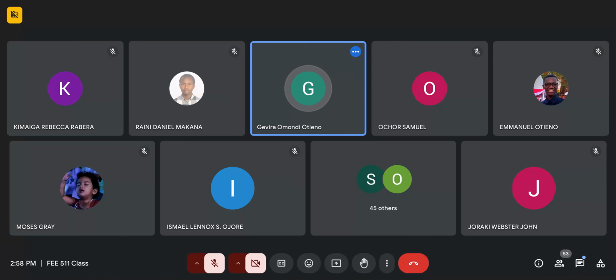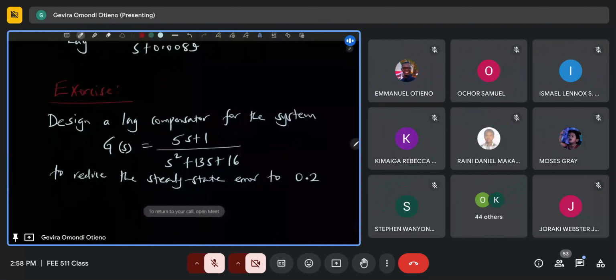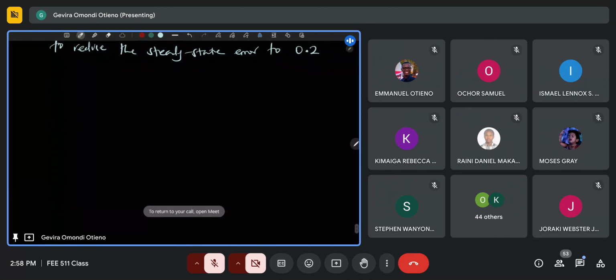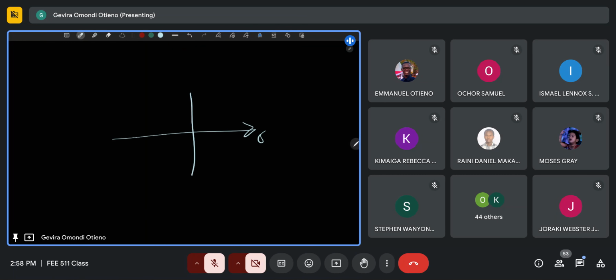Let me just give you an example, okay? Sorry, I stopped sharing. Maybe I did that too soon. But let me give you an example. If I plot a root locus like this, I think we've plotted this several times.